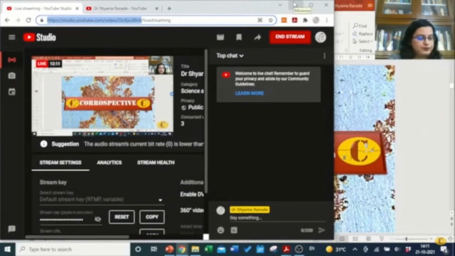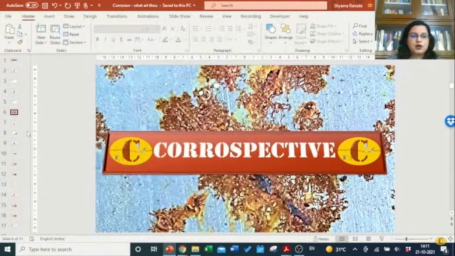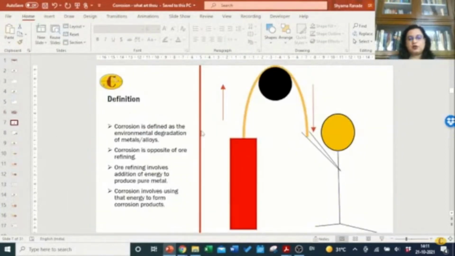So, now we start with a talk about what corrosion is. Most of you are already working, so we know that corrosion is environmental degradation of metals and alloys. Corrosion is kind of opposite of refining. So, when you refine, you are putting in energy to pull that material from an unrefined state or a lowest energy state to a refined state, that is at the top.